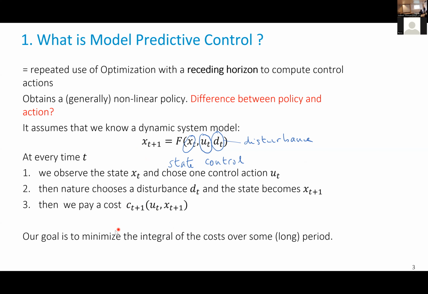And how this works is we will try to minimize, so in the way we will compute u_t is by minimizing the integral cost over some long period.